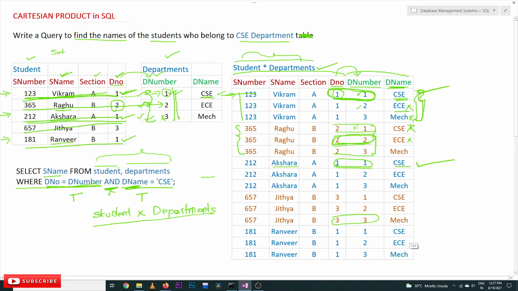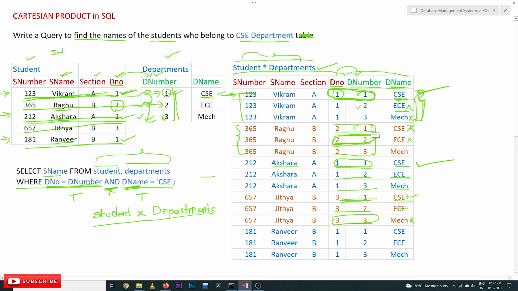And next, not equal. So check both the conditions, not equal. Okay, this is also not equal. This is equal, but these two are not equal. So these two are also not equal. These two are equal, but this is not equal to CSC. Try to understand that point.